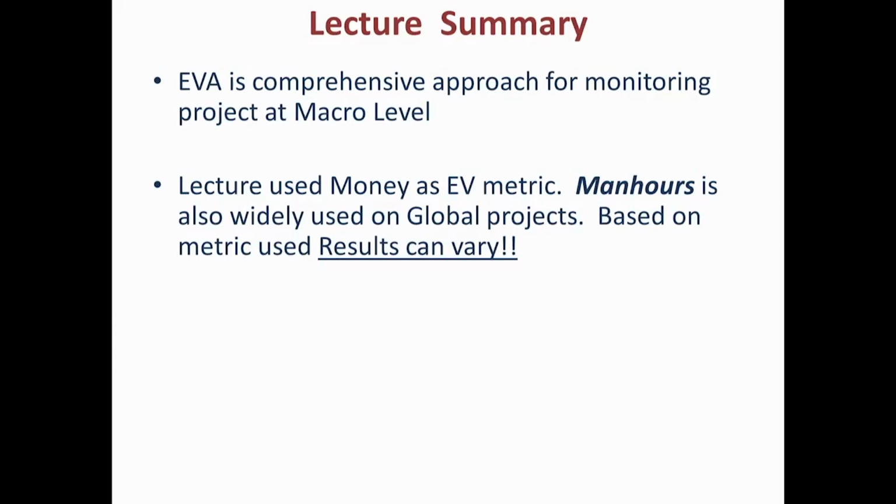In this lecture we used money as a metric for earned value. The unit of earned value is the money unit. Now in many places man hours is used. The reason is that man hours tends to be the major component of cost in many global projects. If you control man hours, you control the project and you control the money that is spent on it. So by controlling man hours, people find in many places that you are not only controlling money, but you are also controlling the schedule better than with the money metric.